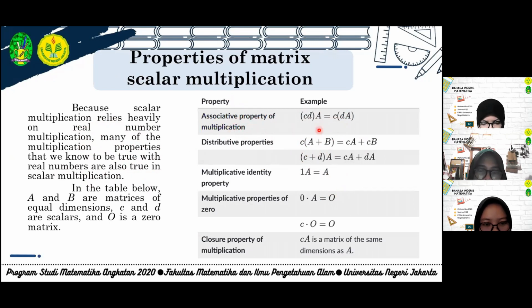Associative property of multiplication, for example, C times D and then times A equals D times A and then times C. Distributive properties: C multiplied by A plus B equals C times A plus C times B. Multiplicative identity property: 1 times A equals A. Multiplicative properties of 0: 0 times A equals O. Closure property of multiplication: C times A is a matrix of the same dimension as A.